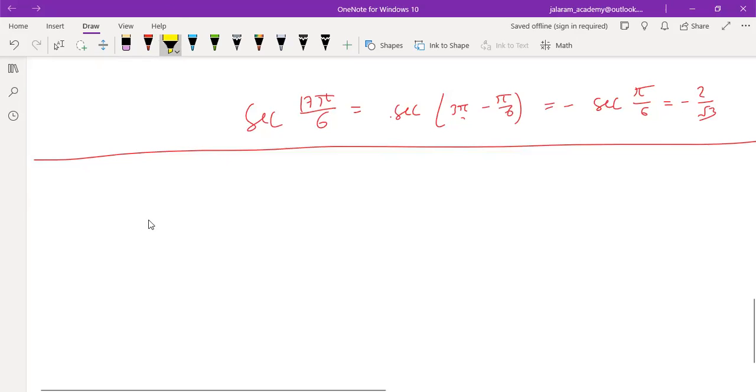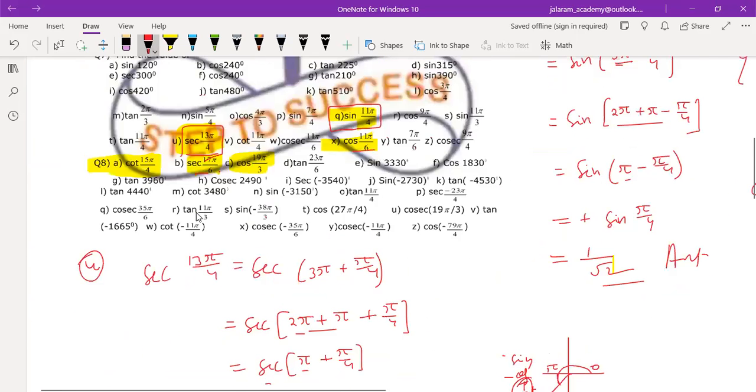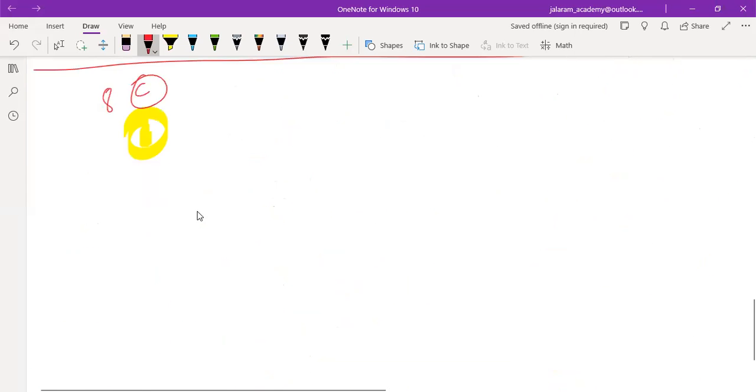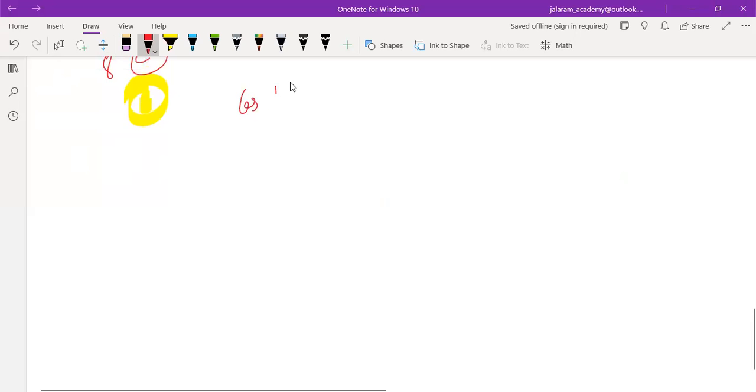So it is question number 8C, which is cos 19 pi by 3. So first of all, write this cos 19 pi by 3. So we write cos, 3 sixes are 18, 6 pi. Is that clear to you?